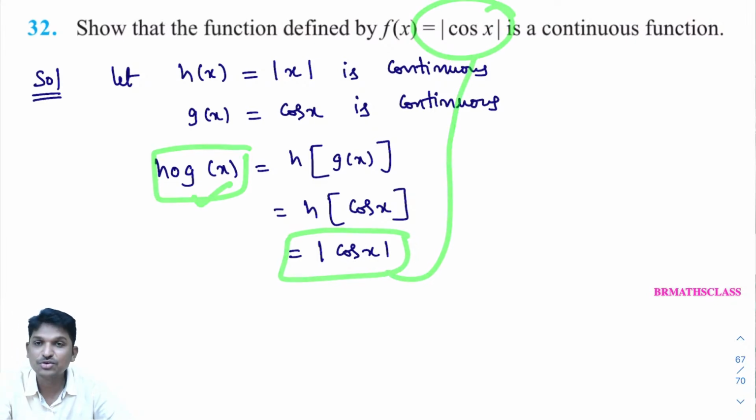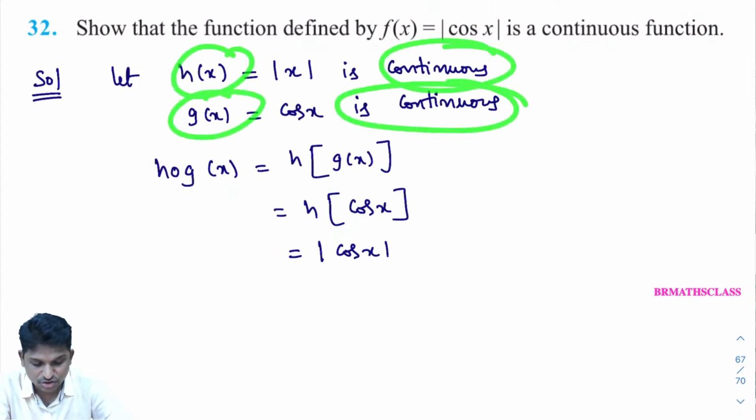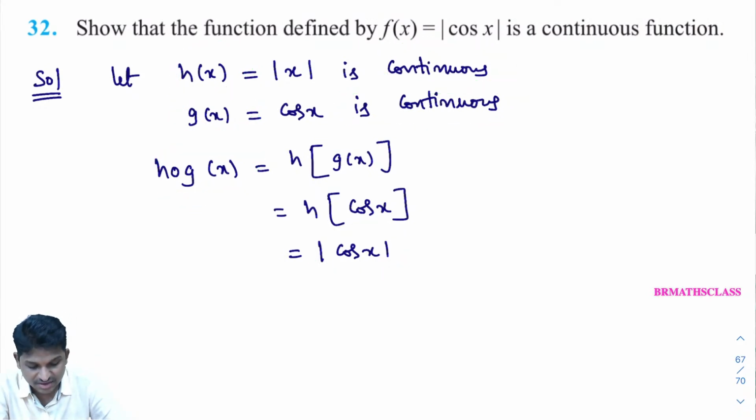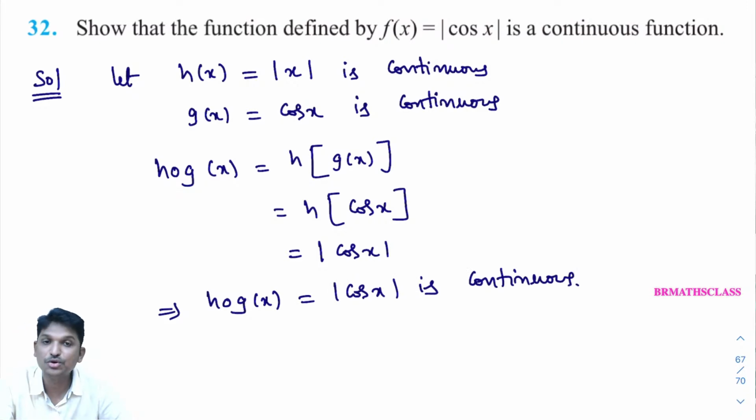We got it. So what do you know here? H of x is continuous. G of x is continuous. So from the theorem we know that h circle g is also continuous. What is h circle g here? Modulus of cos x. That implies h circle g of x, that is modulus of cos x, is continuous. I hope you understand. Okay, good.